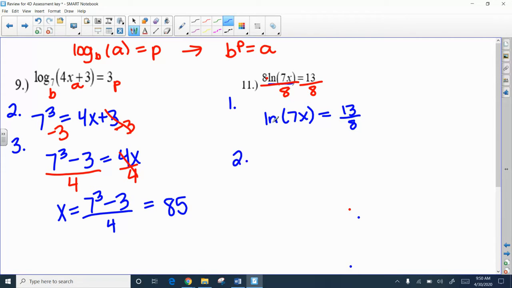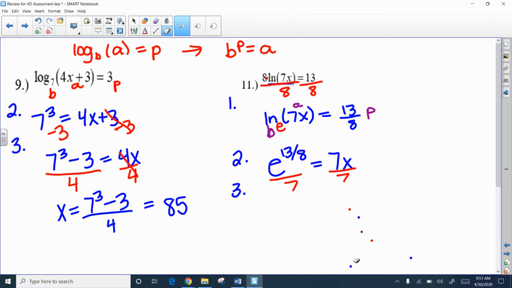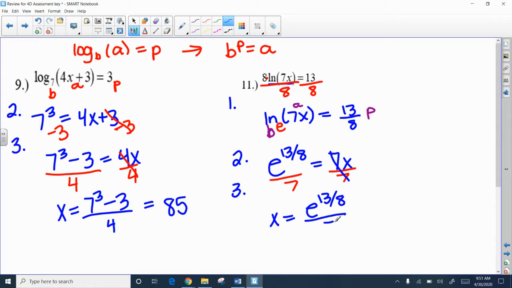All right, step 2 is we want to change forms. Remember, on a natural log, we have to know the base is e. So the base is e, this is the a, and the 13 over 8 is the p. So it's in the form log base b of a equals p. When I change it to exponential form, it's going to be b to the p power. So e to the 13 over 8 power equals 7x. So that's step 2, change forms. And then step 3, we want to solve for x. To get the x by itself, I just have to divide by 7. So now the x is by itself. So we have x equals e to the 13 over 8 power divided by 7.